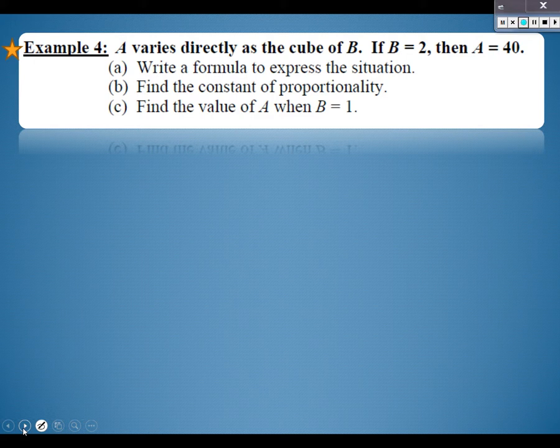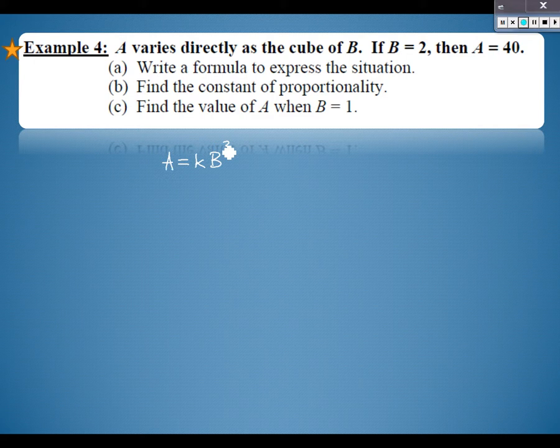Mitzi's got it. Can you write it out? B to the cube? Yeah. B to the third, or B cubed. Little peanut butter, you want peanut butter? I like peanut butter. Okay. Here we go. What Mitzi said was, this should be similar to the last one. A equals K times B to the third, right?